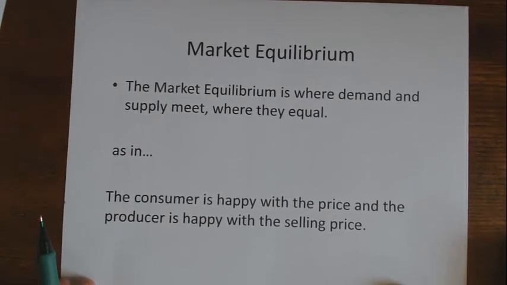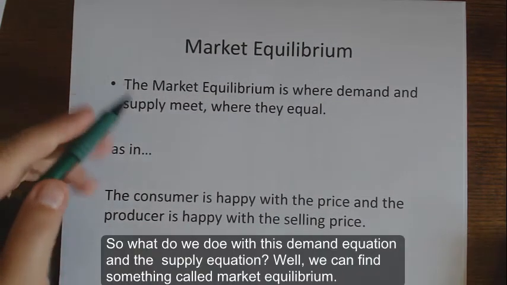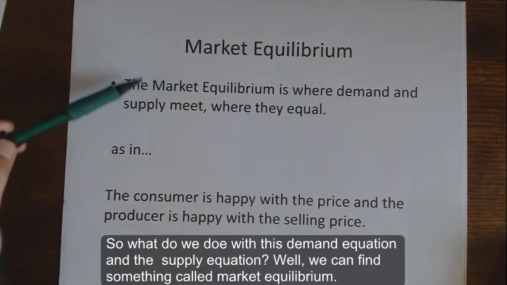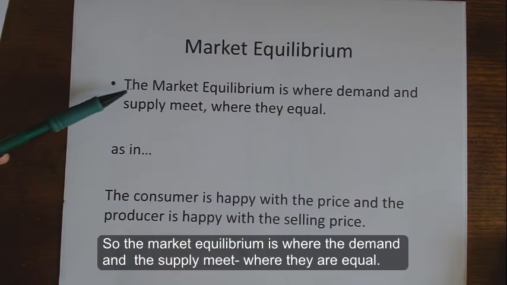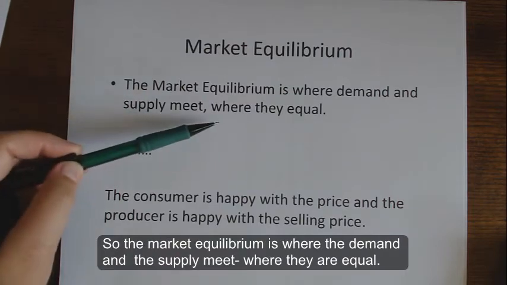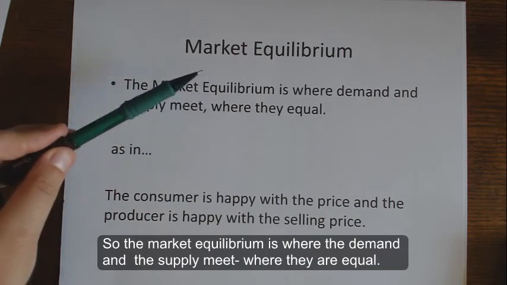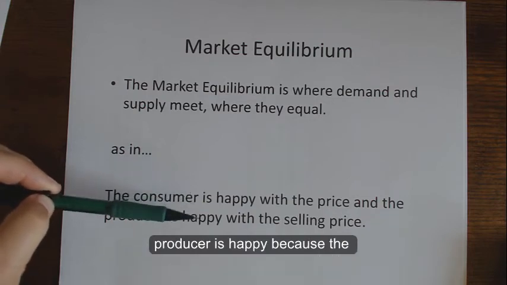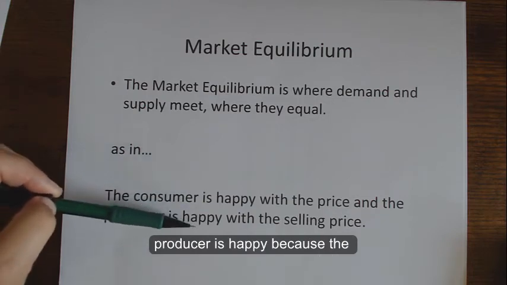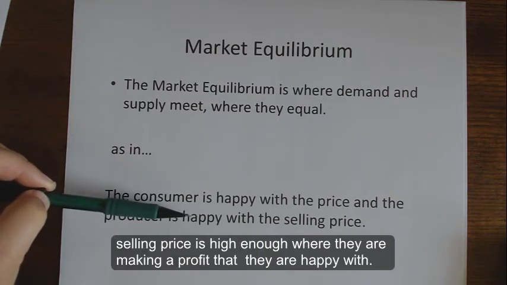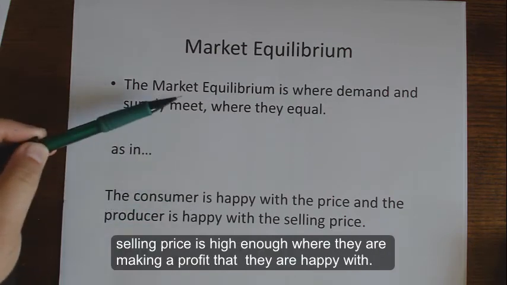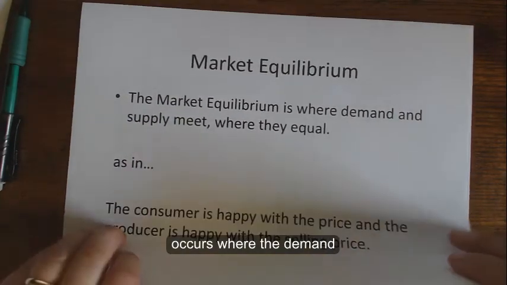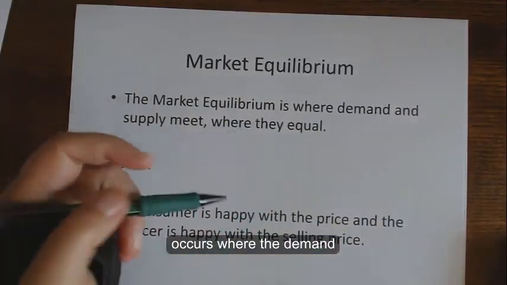Okay, so what do we do with this demand equation and the supply equation? Well, we can find something called market equilibrium. So the market equilibrium is where the demand and the supply meet, where they're equal. It's the price where the consumer is happy because the price isn't too high and the consumer is going to go buy things, and the producer is happy because the selling price is high enough where they're making a profit that they're happy with. So the market equilibrium occurs where the demand and the supply meet.